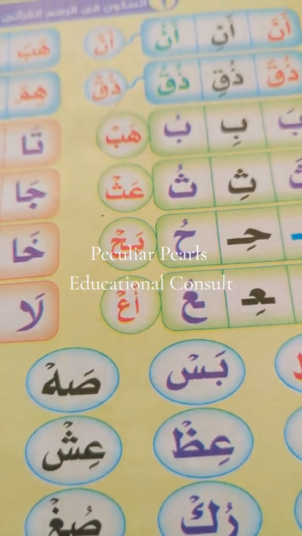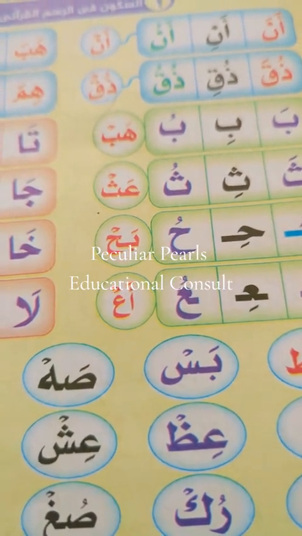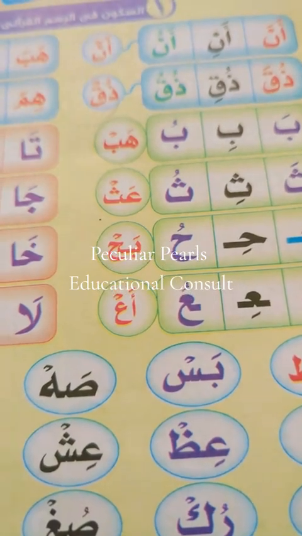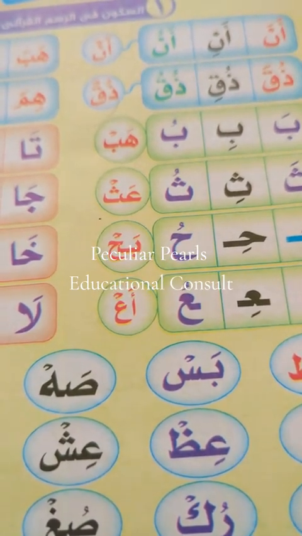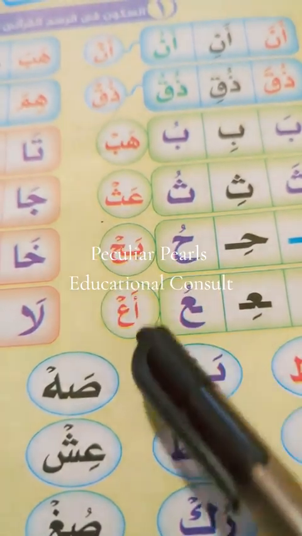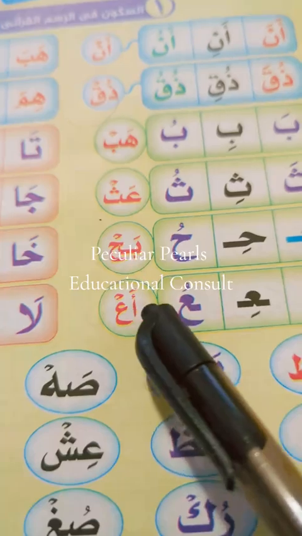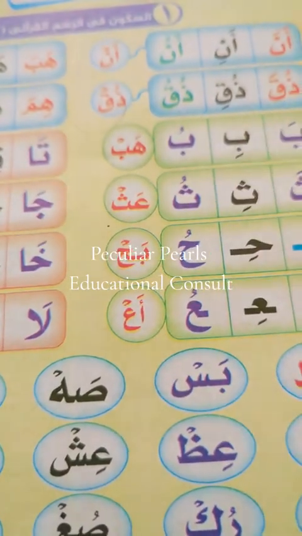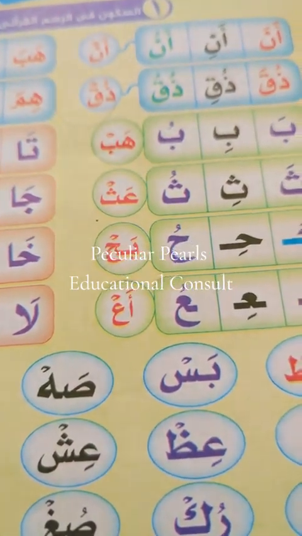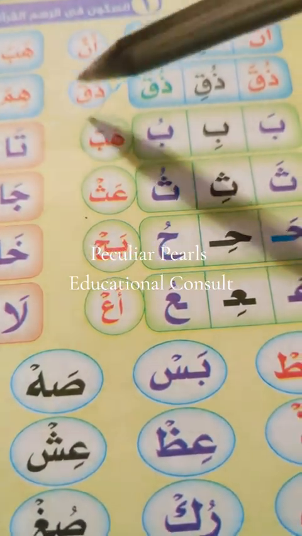Okay? So when a letter has a sukoon, you're just going to attach the sound of that letter itself, without adding the a, i, or u to it, to the letter before it, the letter before it that has a vowel sound. Okay? So now I'm going to explain the reason why I skipped these two.